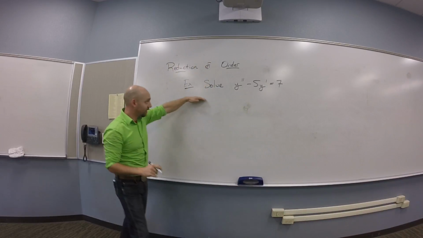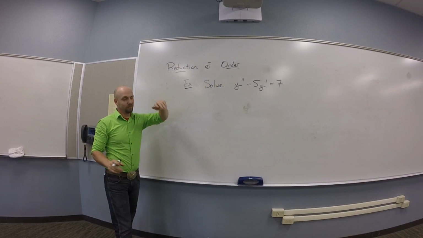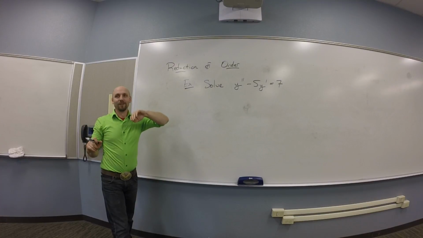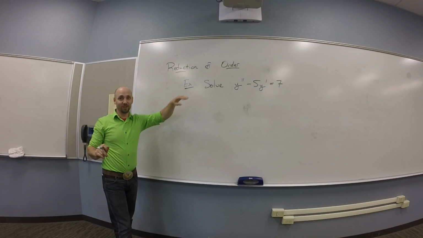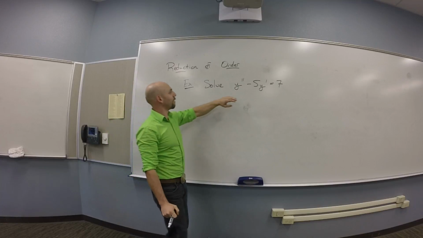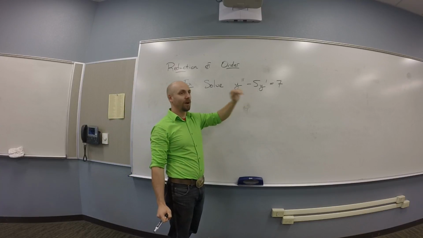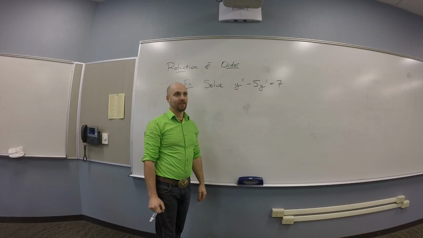Okay, so this is not itself a reduction of order problem, except that I'm going to reduce the order, right? But I'm not doing the full procedure here. So it just so happens that I have this equation, y double prime minus 5y prime equals 7. This should be straight easy to solve.